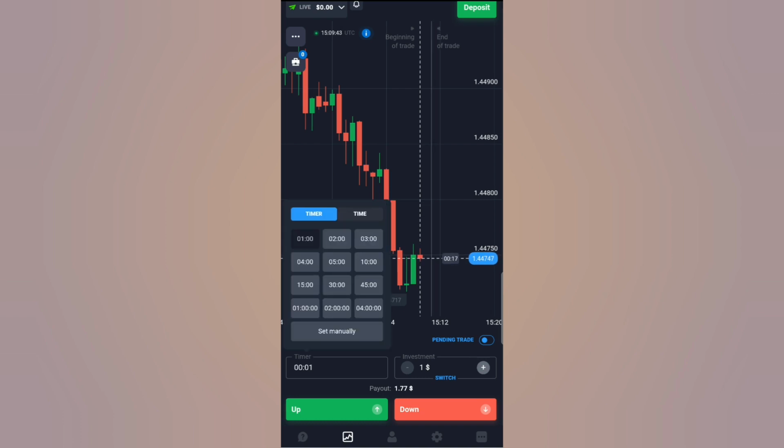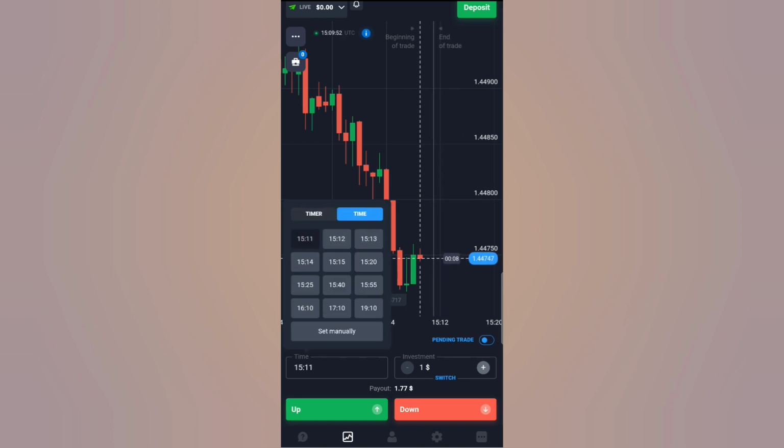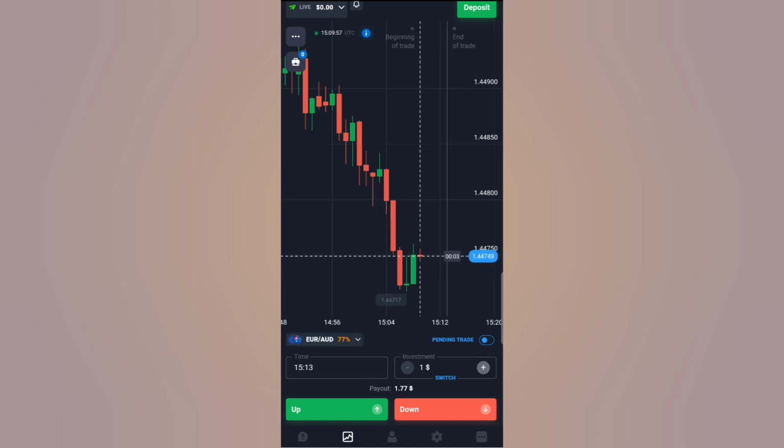So you get it? With a timer, you are setting the trade for 1 whole minute or a whole 2 minutes or a whole 3 minutes. But with the time section, you are setting the trade to end at this specific time, say for example 15:13, but you only have to enter before the last 30 seconds. If you entered before the last 30 seconds, your trade will be valid and it will be either a win or loss depending on what you choose.